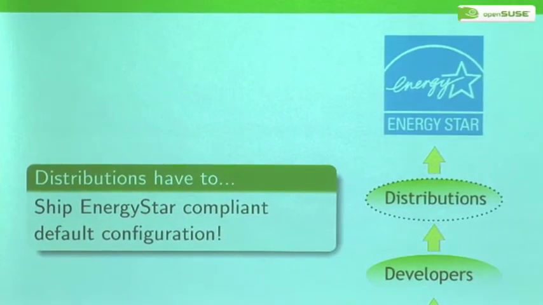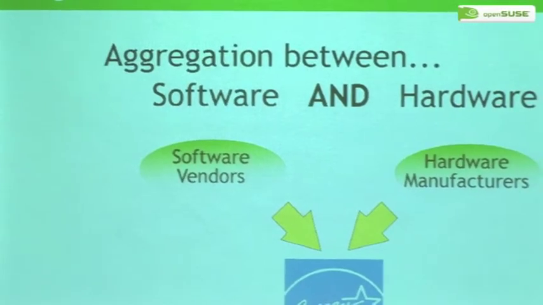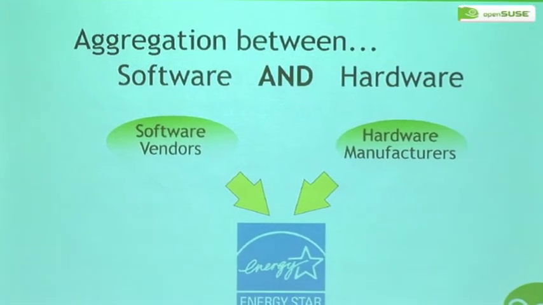They just have to ship an Energy Star compliant default configuration. And you can see from bottom to the top, all parties are involved. And the distributions, if they do not do their job right, they can break the whole stack and can destroy the work of developers, manufacturers, whatever.